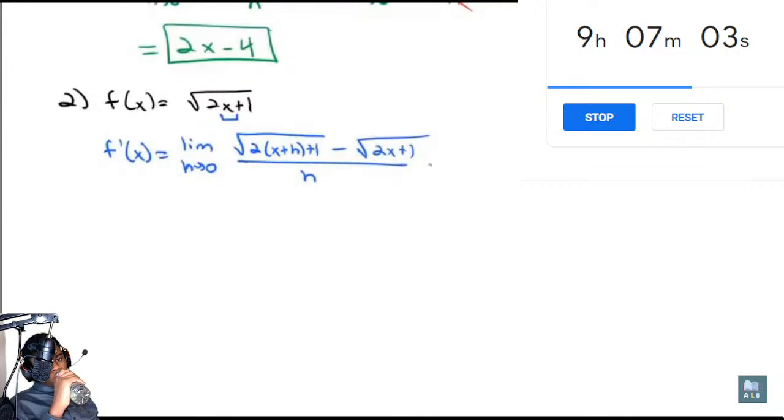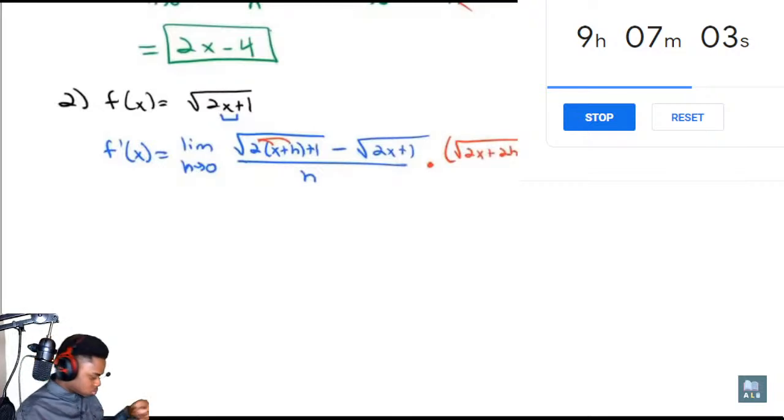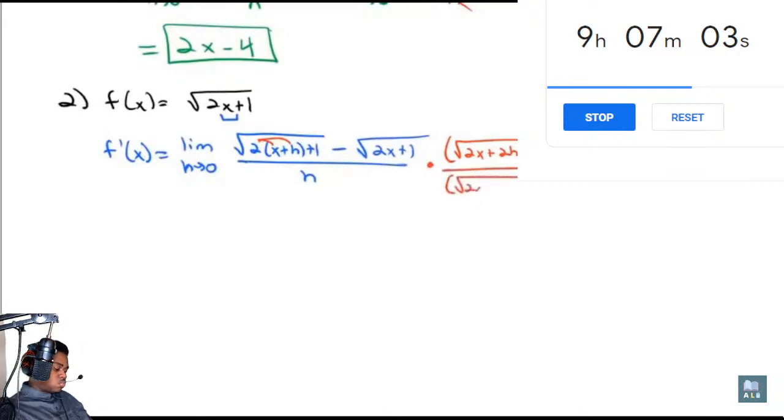Well, we've seen square roots before. We know to get rid of them, we multiply by the conjugate. So we have the square root of, and I'm going to go ahead and distribute just to save us the work, 2x plus 2h plus 1. We use plus, the opposite sign, the square root of 2x plus 1. And do the same thing in the denominator, 2x plus 2h plus 1 plus the square root of 2x plus 1.